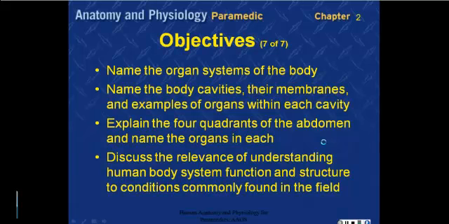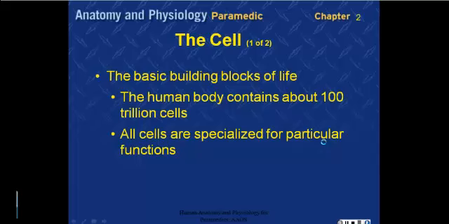All right, let's get started. The cell is the basic building block of life. Just like the atom is the basic building block of matter, all the matter around us, the cell is really the smallest distinguishable unit of an organism. The human body contains about 100 trillion cells. All cells are specialized for particular functions.